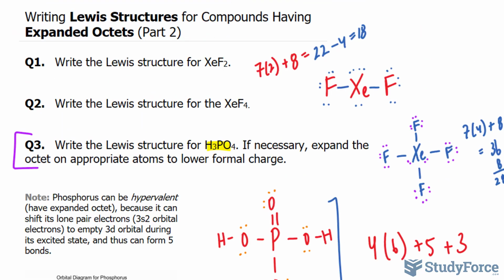And there you have it. That is how to write Lewis structures for compounds having expanded octets.